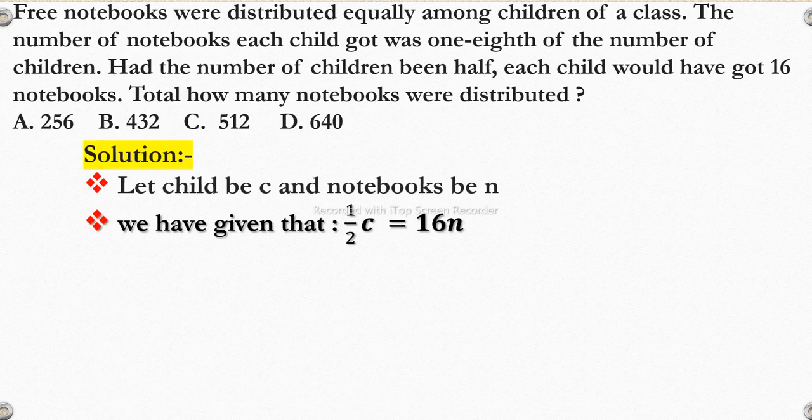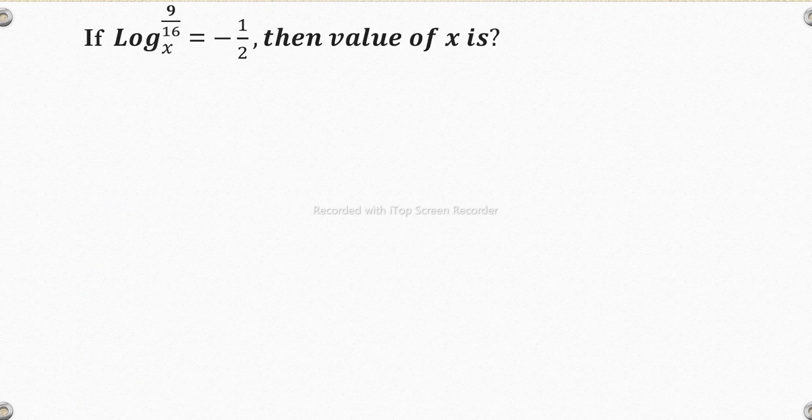This is a repeated question, sorry. Logarithm. Sometimes logarithm is asked on the bank written exam. So this is a question asked on one of the bank exams. If log base 9 over 60 of x is equal to minus 1 over 2, then the value of x is dash.